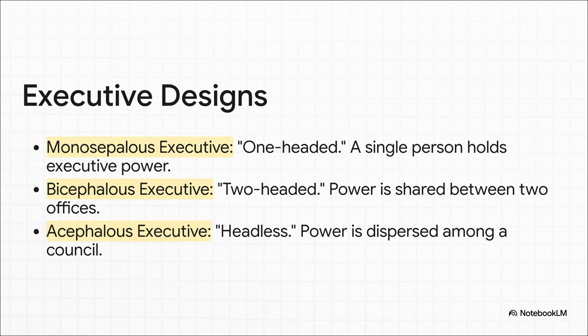Then, things get interesting. You have the bicephalous, or two-headed system. Here, executive power is actually split between two people, often a president and a prime minister, like you see in France. And then, the most unusual of all is the acephalous, or headless model. In this setup, power is held by a whole group, like a committee or a council. Pretty wild, right? Three totally different ways to design the top job.